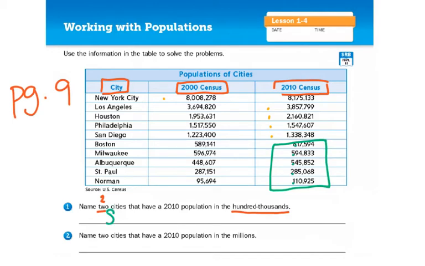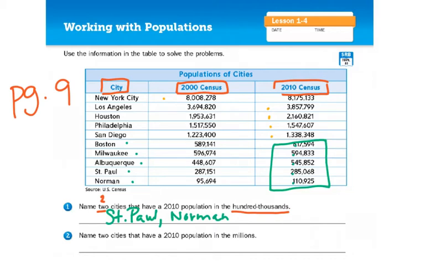So I'm going to choose St. Paul, which is our state's capital, and Norman. You can put down Boston or Milwaukee or Albuquerque or St. Paul or Norman. If you need an extra moment, go ahead and pause the video.